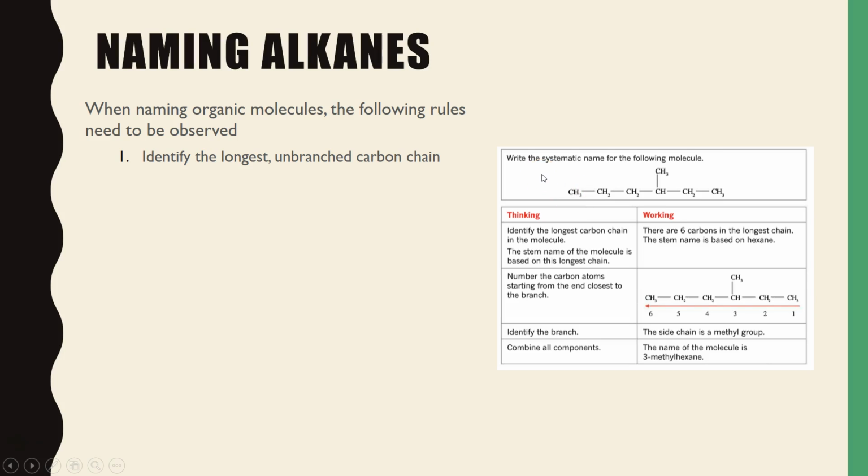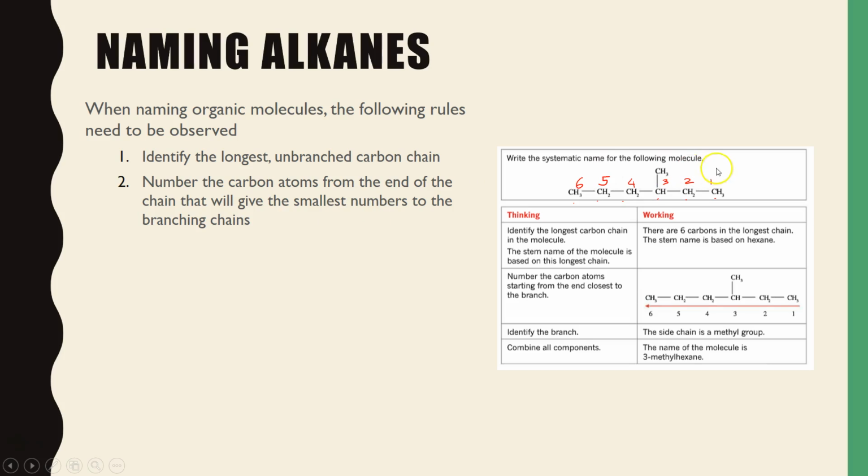So if we're naming an alkane, sometimes we have more than just a straight chain hydrocarbon. So what we need to do is identify the longest carbon chain in that molecule. For example, over here, the longest chain is 1, 2, 3, 4, 5, 6. So we have 6 carbon atoms as the longest chain. We do have, obviously, 7 carbon atoms, but the longest continuous chain has only 6 carbon atoms in it. So we've identified the longest unbranched carbon chain.